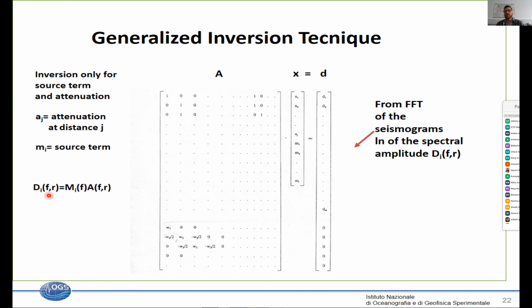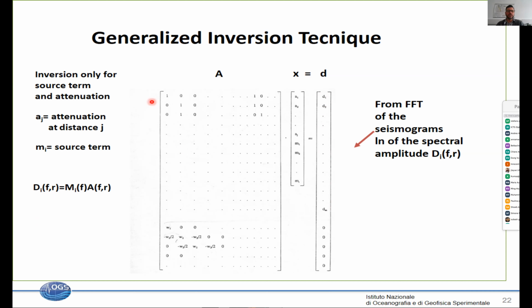And just imagine this is a spectrum. So I'm using only one frequency. I just make this calculation, for example, for only the frequency of 1 Hertz as an example. So this equation can be written in a matrix form where my data are the spectrum at one frequency, for example, of all the recordings.